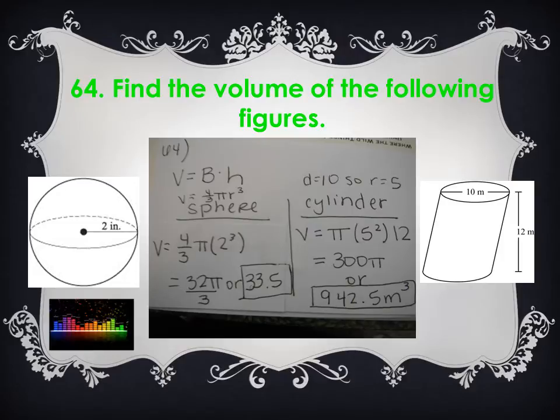Then for the cylinder, the formula that is given to us is big B times h. Big B is the area of the base. The base of a cylinder is a circle, so you need to use pi r squared to find big B and then multiply that by the height. This problem gives us that the diameter of the base is 10, so you first need to find the radius, which will be 5. So you get pi 5 squared, which is the area of the base, or big B, and then we multiply it by 12, which is the height.